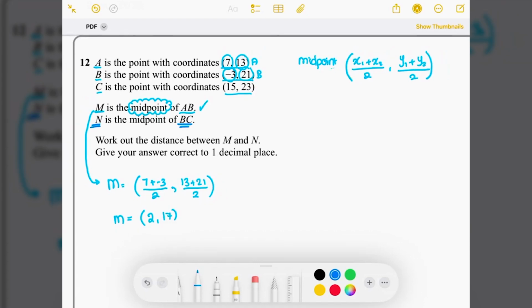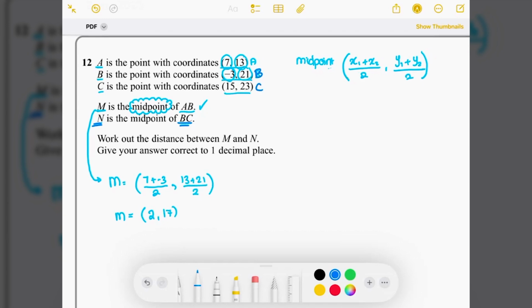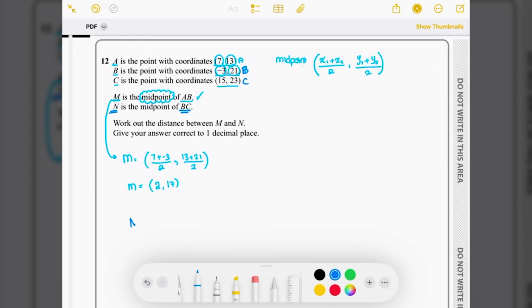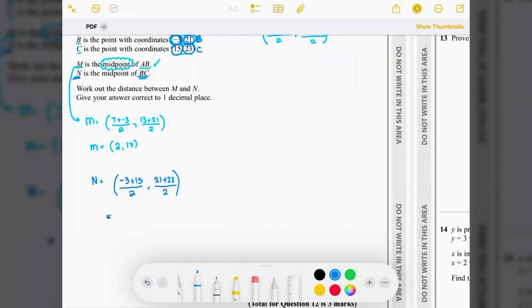So N is the midpoint of BC. So there's my B, there's my C. And we're going to do the same exact thing. So N equals, again, open up my brackets, and we're looking at the averages of our x's, negative 3 plus 15 over 2. And for my y's, 21 plus 23 over 2. So it gives me 6 and 22.